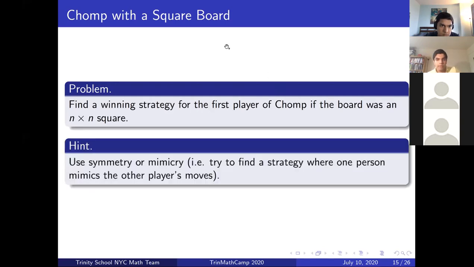Okay, I can give you a hint. The hint is to use what we called before the copycat principle, or symmetry strategy. So try to implement some sort of symmetry and mimicry in your solution. I'll give another 2 or 3 minutes for you to solve this.